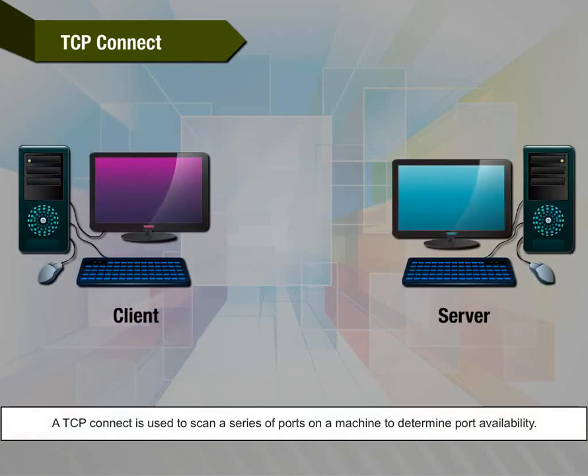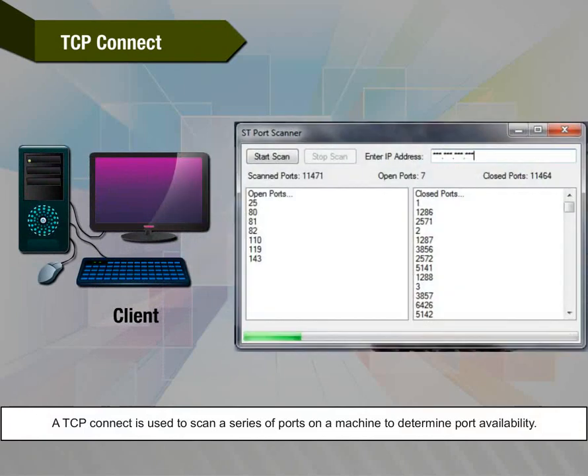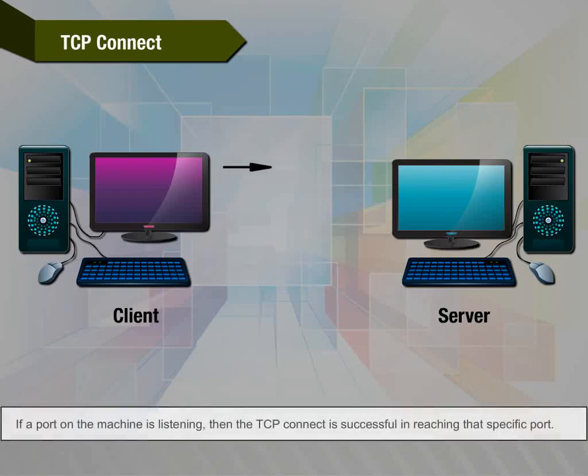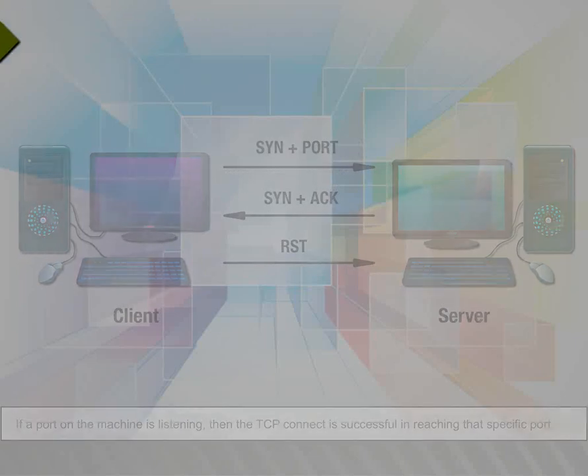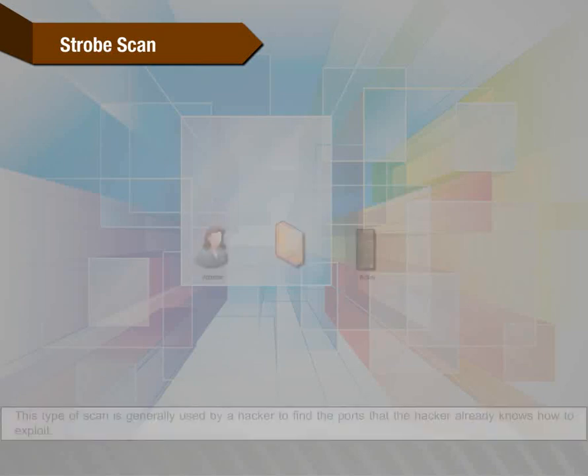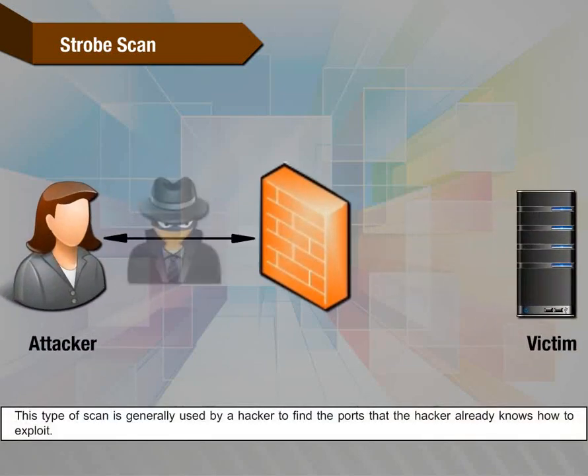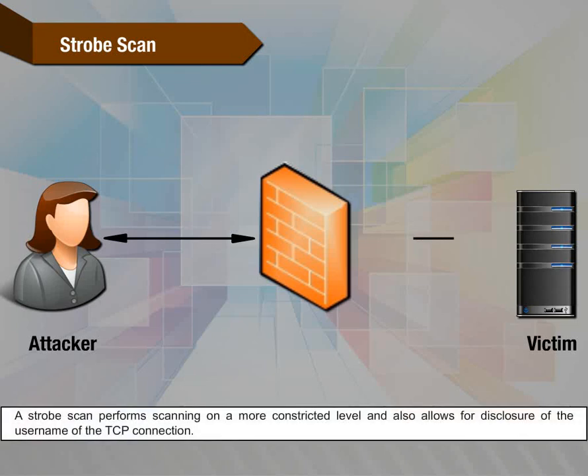TCP Connect. A TCP Connect is used to scan a series of ports on a machine to determine port availability. If a port on the machine is listening, then the TCP Connect is successful in reaching that specific port. Strobe scan. This type of scan is generally used by a hacker to find the ports that the hacker already knows how to exploit. A strobe scan performs scanning on a more constricted level and also allows for disclosure of the username of the TCP connection.